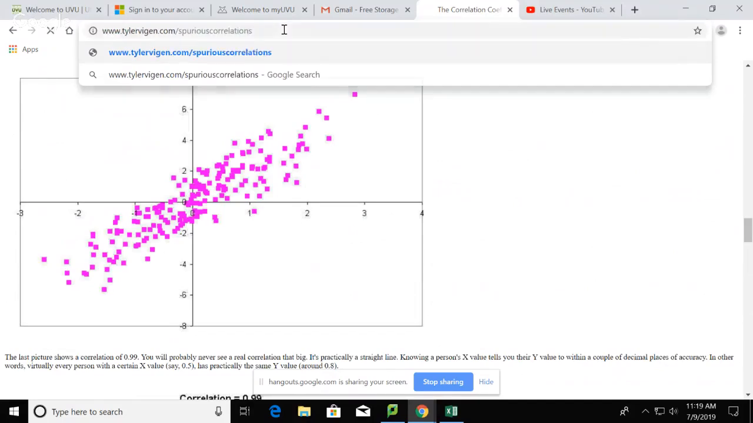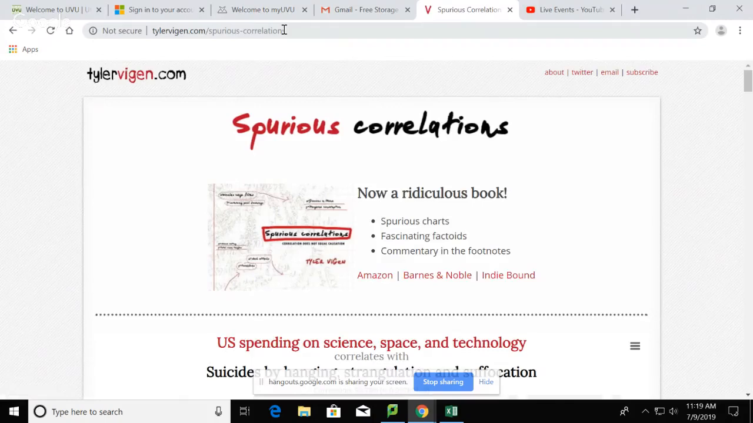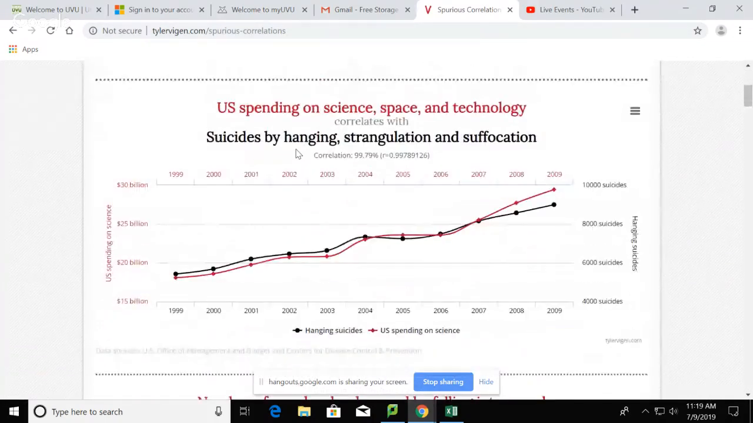Correlations. Who's rather vegan? I have no idea. Okay, but look at this. What they've done here is show U.S. spending on science, space, and technology, and suicides by hanging, strangulation, and suffocation. So the less money spent on technology, the fewer suicides we'll have, right? Because doesn't math want to make you commit suicide? Yeah, modern technology makes you want to commit suicide.